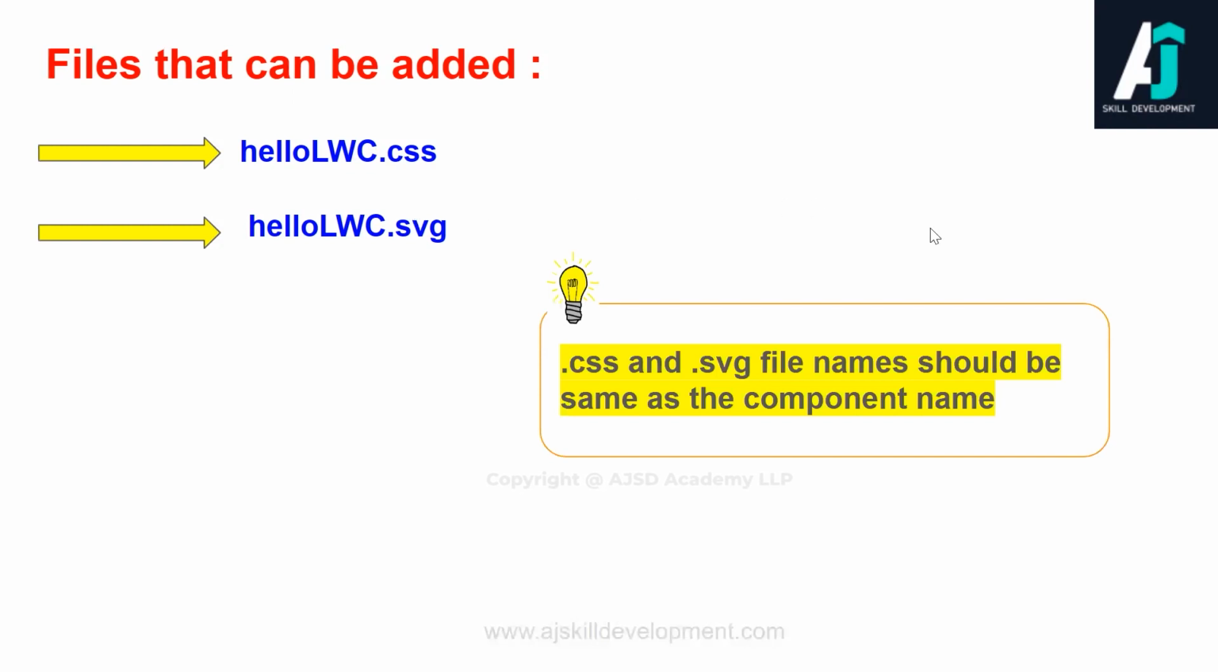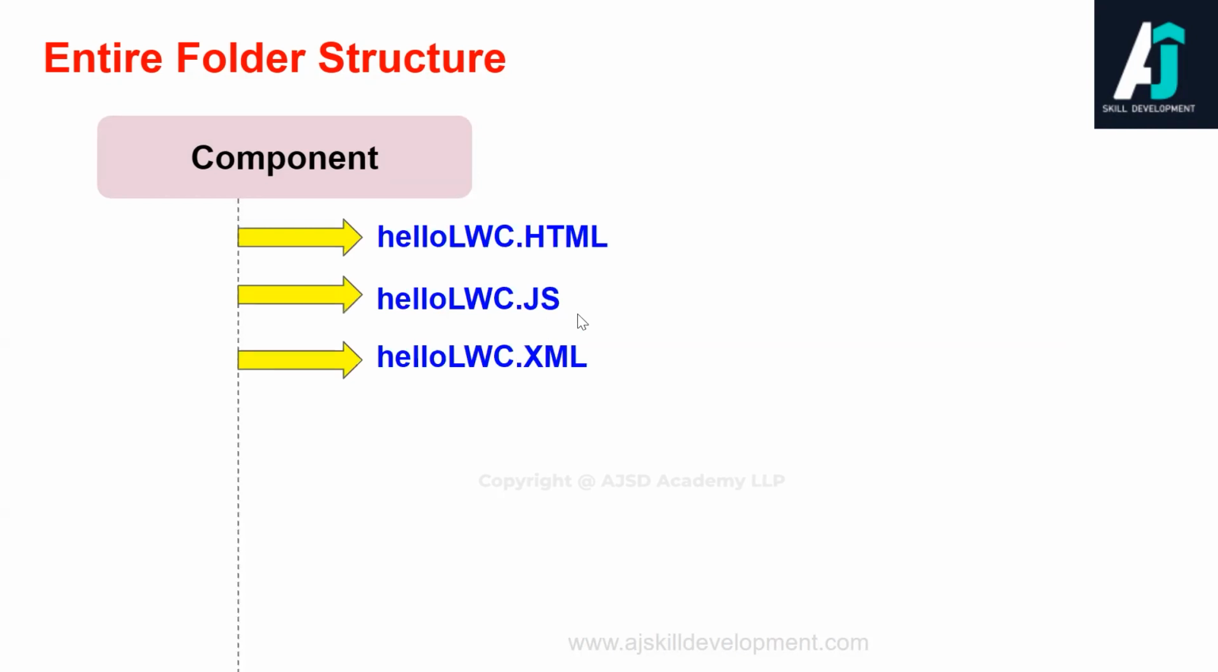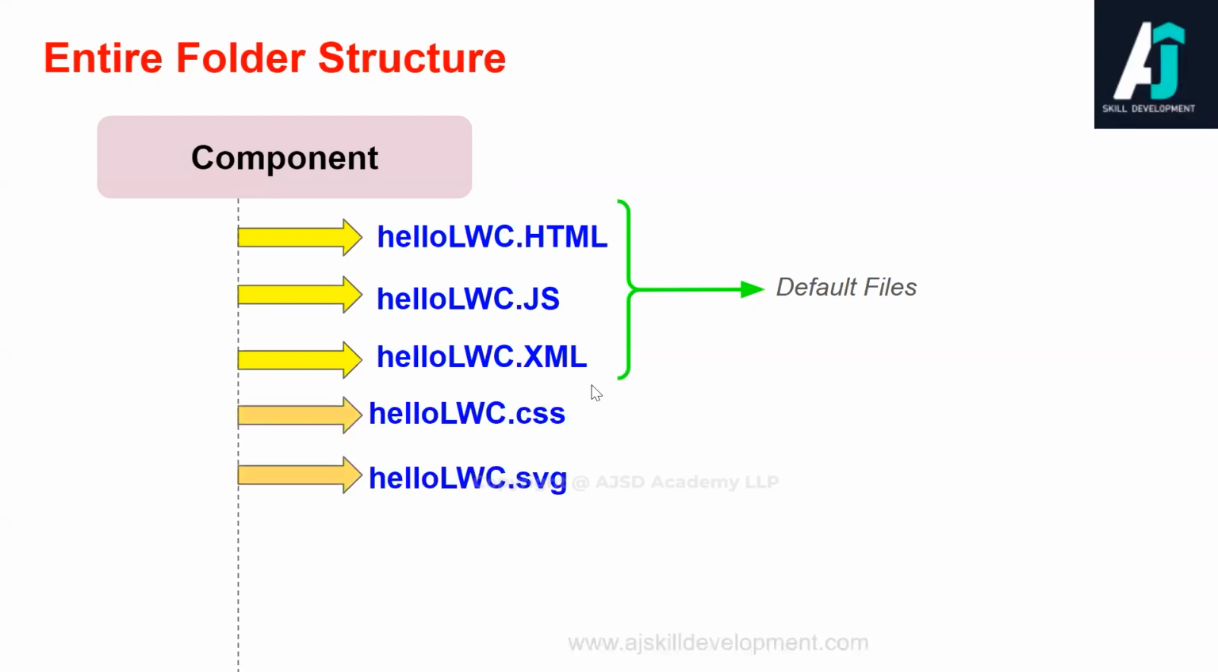And the other kind of files, we'll see in the entire folder structure now. So you can see the entire folder structure. As I told you, the first three files are going to be the default files. So when you create a component, these three files will be automatically created. And the other two important files are the CSS file and the SVG file. And as I told you before, there can be only one CSS file and one SVG file inside the component folder structure. And you have to take care that the name of the CSS and SVG file is the same as the component name.